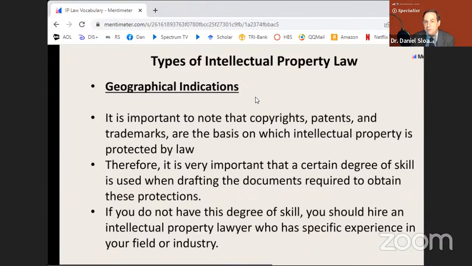If you do not have this degree of skill, you should hire an intellectual property lawyer who has specific experience in your field or industry. Good advice for your client.